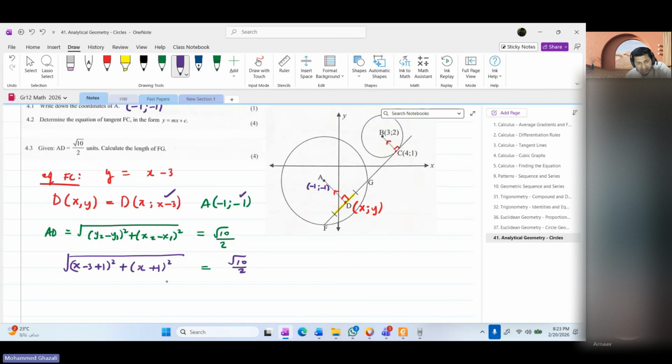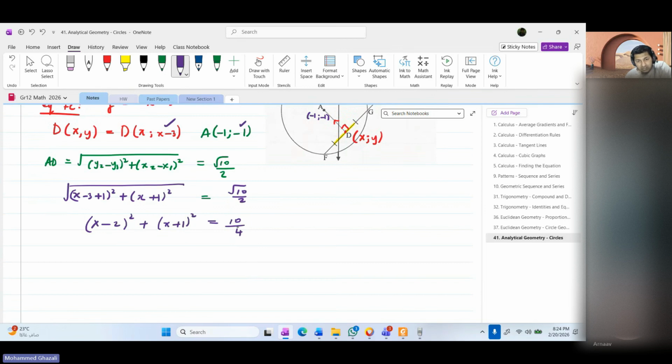Now I'm going to square both sides. So now over here I will have x minus 2 all squared plus x plus 1 all squared is equal to, if I square this, I will get 10, and if I square the 2, I will get 4. Right, now 10 over 4 is basically 5 over 2. Now all I need to do is solve this equation. So let's expand this. X squared plus x squared minus 4x, squaring a binomial, plus 4 plus x squared plus 2x plus 1 is equal to 5 over 2.